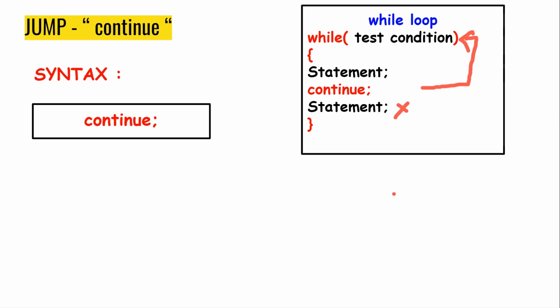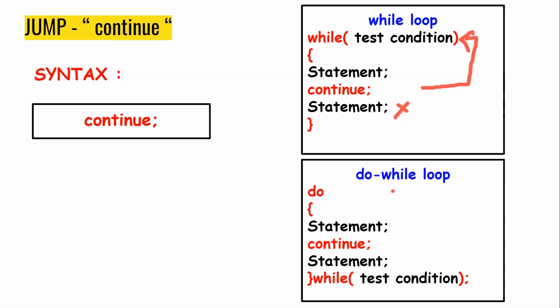So if you see the difference between break and continue, in the break statement, it will skip the entire iteration. So once you have a break statement, it will come out of the loop itself and will go to the next statement after the loop. But whereas the continue statement will skip only the current iteration and it will continue with the next iteration. So this is how we are using a continue statement in a while loop.